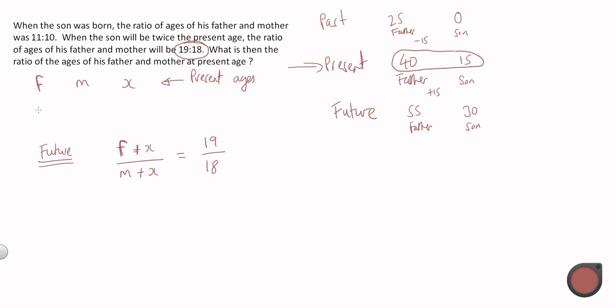Right, for the past, it's not going to be adding, is it? It's going to be taking away. So for the past, whatever the father's age was in the present, minus X, just like we did here, minus 15 for the past, over, well, the same thing for the mother, M minus X. And we can see here, when the son was born, we're talking about the past here, that ratio there, we can write it as a fraction.